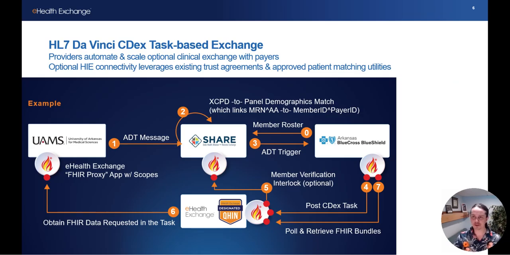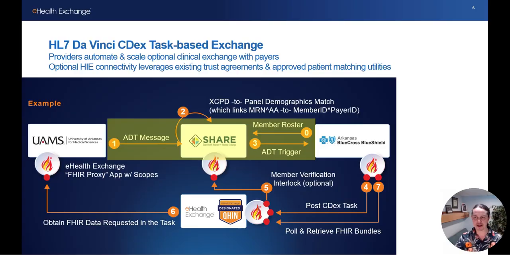Here's a quick example of a specific use case using a third party, such as an HIE. A payer receives an ADT feed from the provider via an HIE. When they're notified of a patient's discharge from an inpatient encounter or the completion of an outpatient encounter, they may wait a few days and then query for the FHIR data related to that encounter using CDex task-based approach.